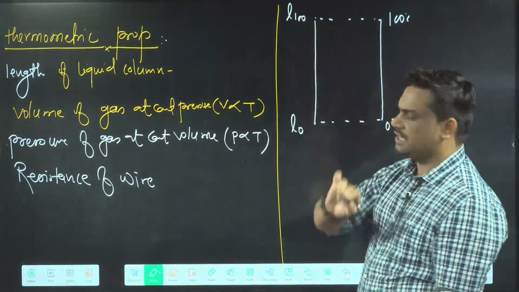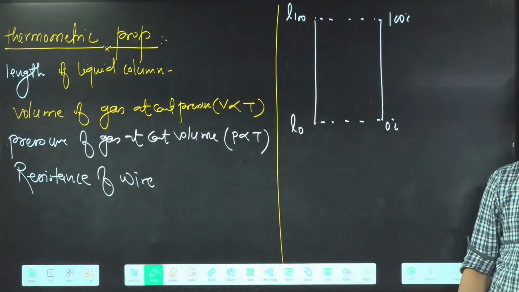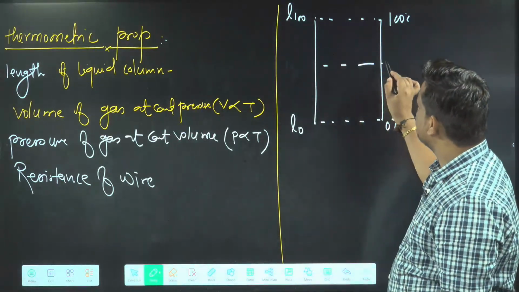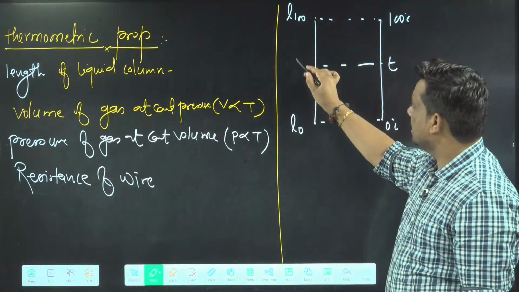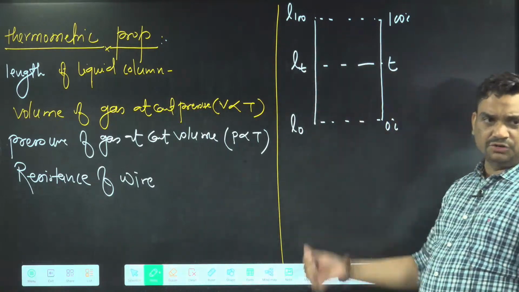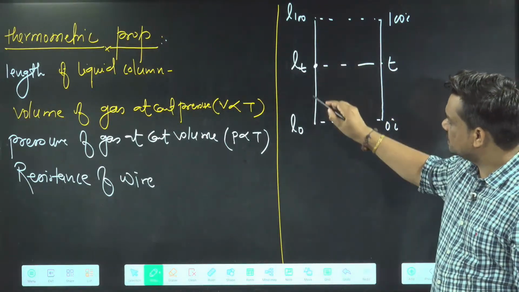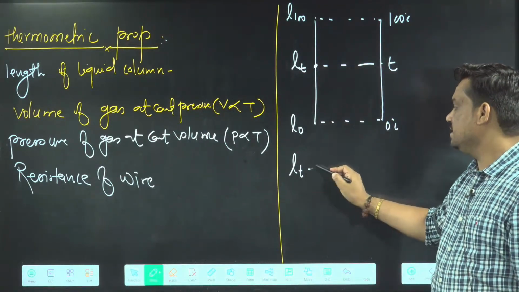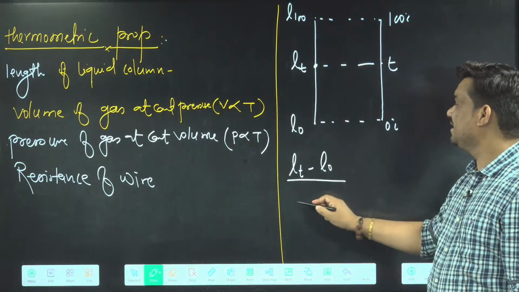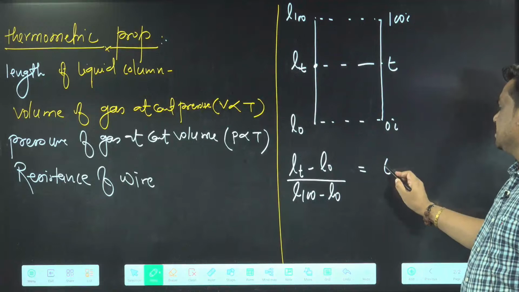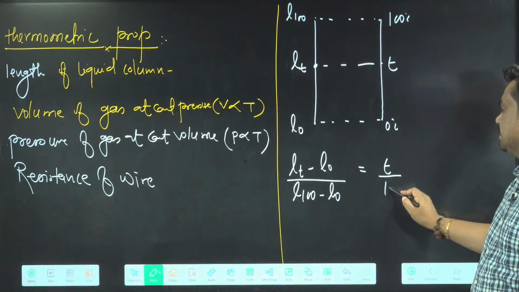Some values will be given to you, 3 centimeter, 4 centimeter, 10 centimeter. At any particular temperature, we are getting length as LT. Now we need to find this temperature. You will use the same method that we have done earlier. This minus this means we can write LT minus L naught divided by L 100 minus L naught equal to T minus 0, T divided by 100.